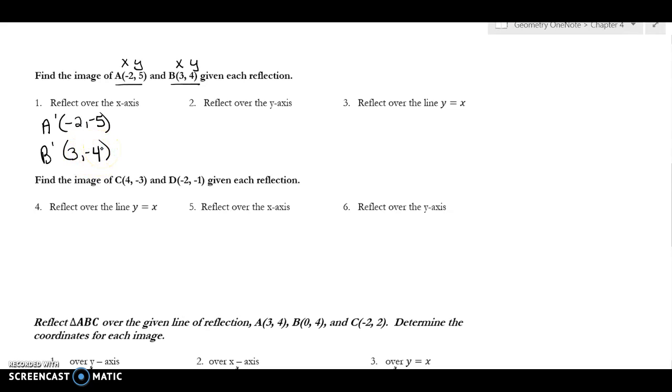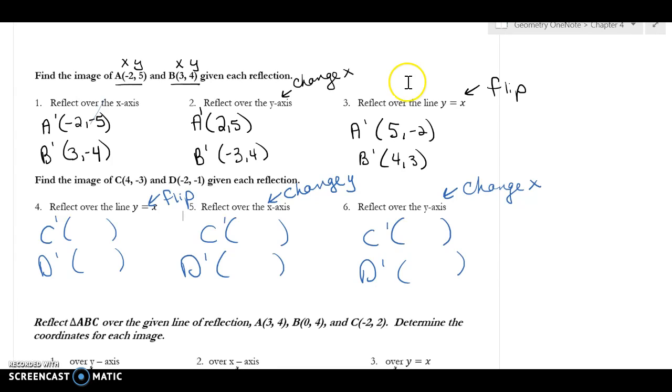Why don't you take the time now to pause the video and do the problems yourself, and you should be able to do 2 through 6, and then come back and check your work. Okay, so for number 2, you should have recognized since it was the y-axis, you changed the x, so it became a +2 and a -3.